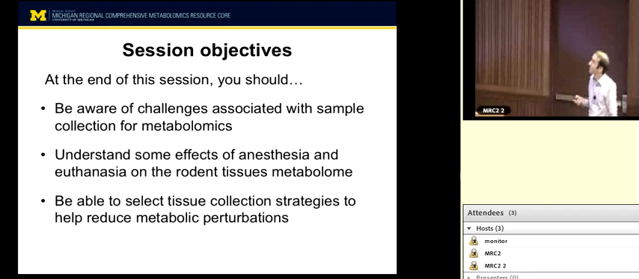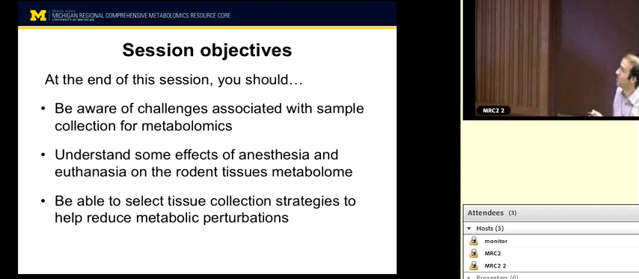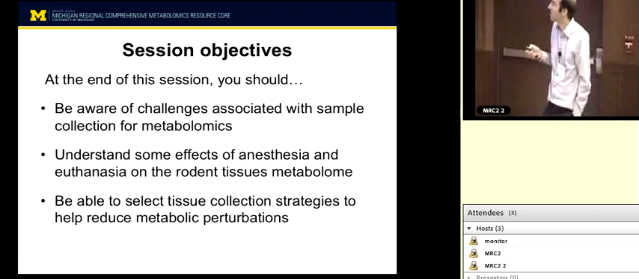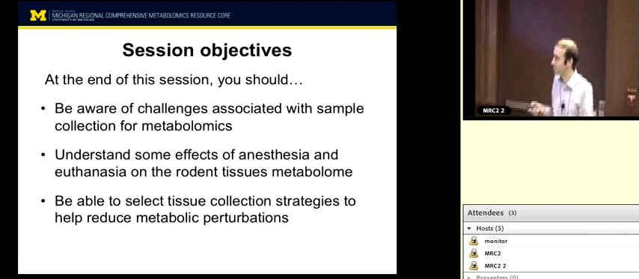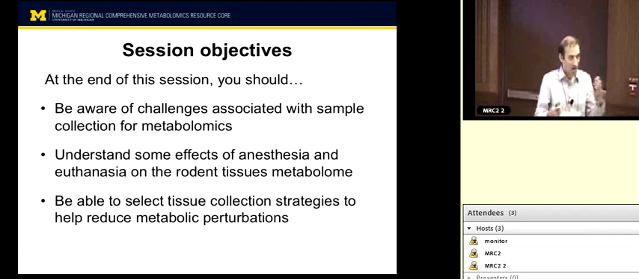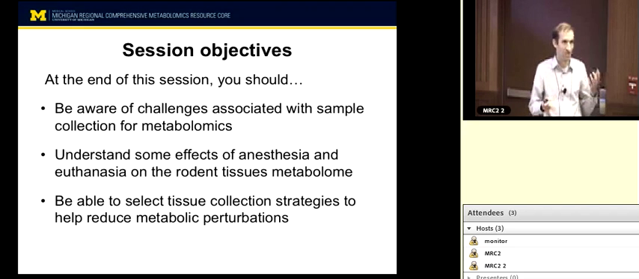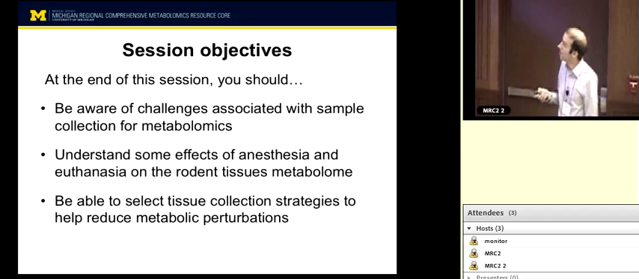So, objectives. First, we should, in general terms, be aware of the challenges associated with sample collection for metabolomics. Kelly already put some of that in your mind. Hopefully you also come away thinking, hey, I can do this. This is a challenge, something to be aware of so that you get meaningful data and don't waste your effort, but it's also something we can handle and get meaningful data out of at the end of the day. And then hopefully you'll understand some of the specific effects of anesthesia and euthanasia on the rodent tissue metabolome.